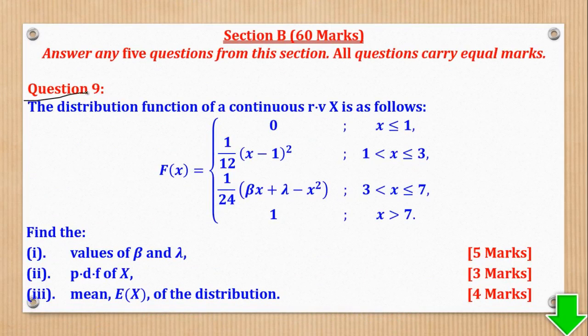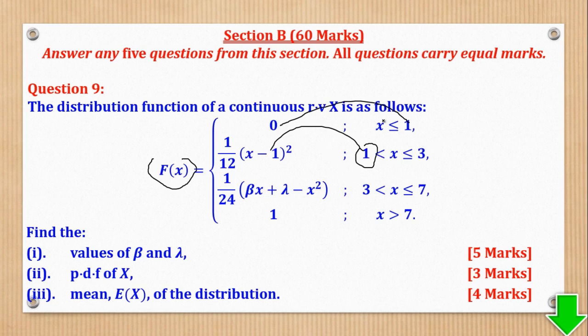Section B question 9 says the distribution function of a continuous random variable is as follows. This is it. So it is cumulative. Find Roman 1, the values of beta and lambda, Roman 2, the PDF of X, and Roman 3, the mean of the distribution. So here, as it is capital F of X, it means that when I substitute 1 in this, and I also substitute 1 in this, I'll get the same value.